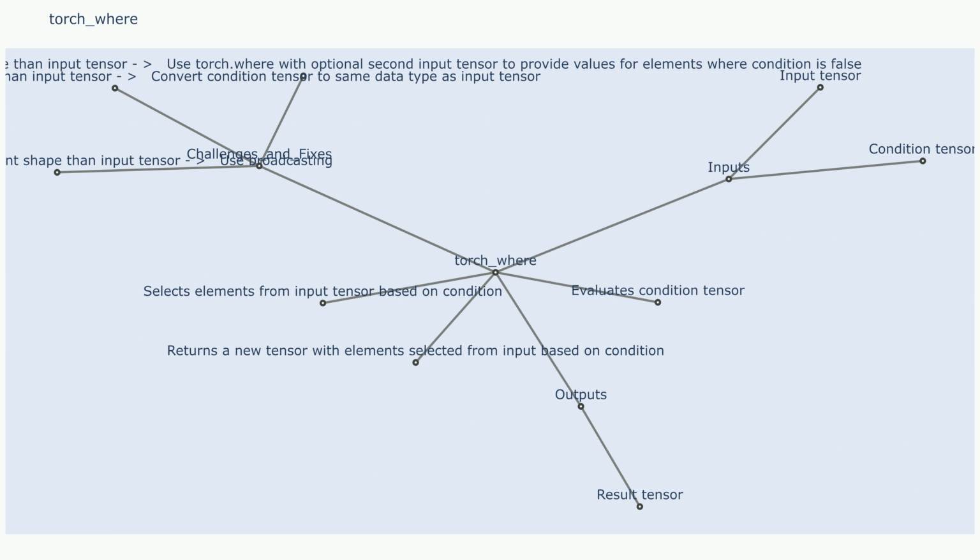Challenge 4: handling cases where the condition tensor contains NaNs, not a number. Sample use case that resulted in challenge 4: using torch.where with a condition tensor containing NaNs, leading to unexpected behavior or errors. Fixes to challenge 4: before calling torch.where, use torch.isnan to identify and handle NaNs in the condition tensor. You might need to replace NaNs with false or other appropriate values to ensure consistent behavior.